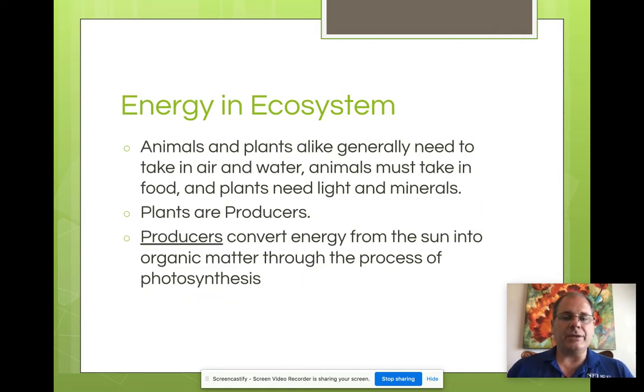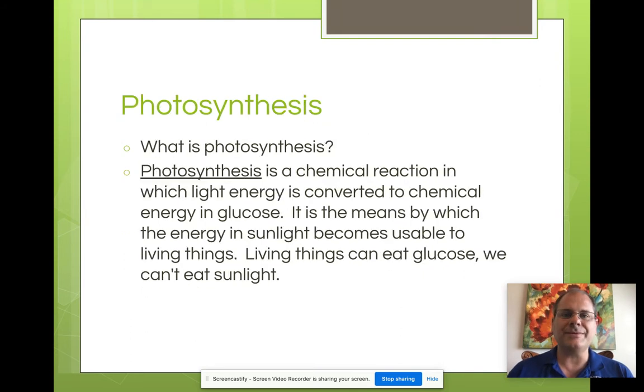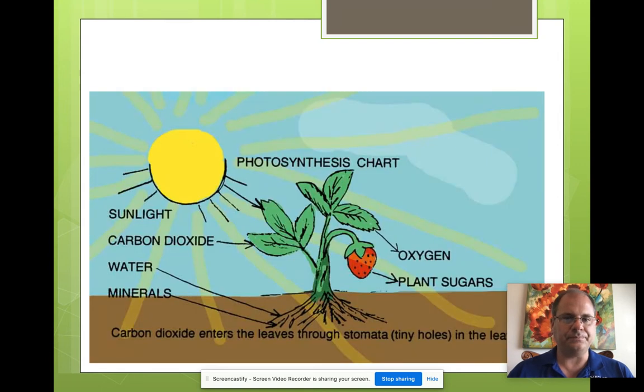Animals and plants alike generally need to take in air and water and food, and they need light and they need minerals. Plants are the producers. Plant starts with a P, and producer starts with a P, so we know that plants are producers. Plants convert the energy from the sun into organic matter through the process of what's called photosynthesis. Photosynthesis is a chemical reaction in which we change light into energy.